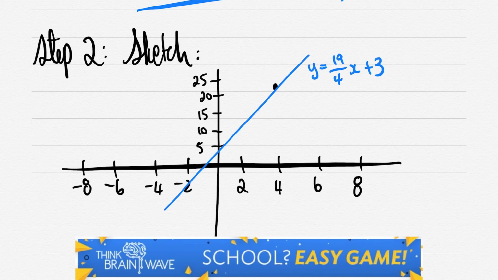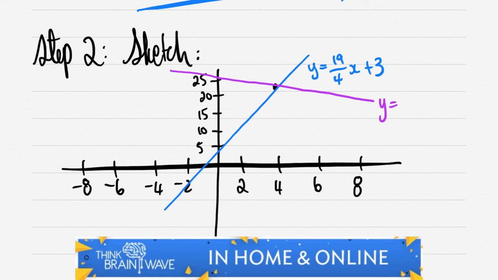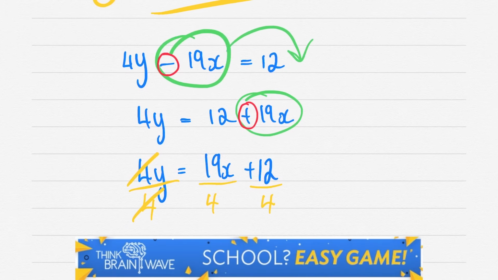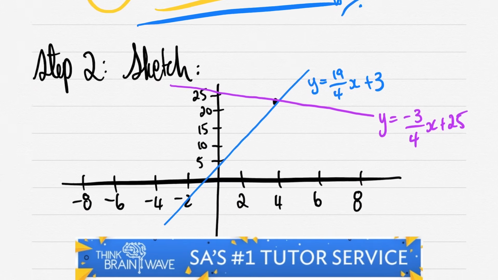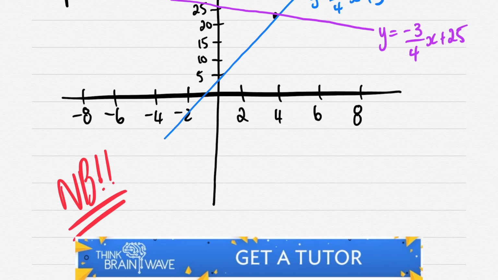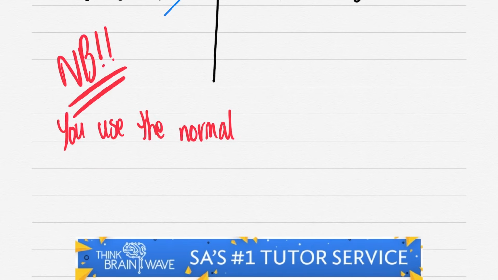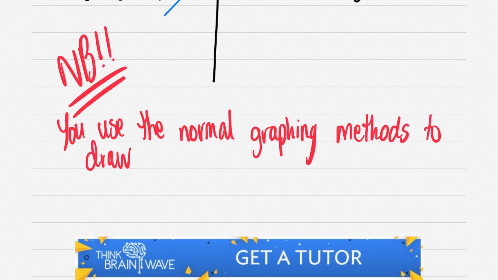We're not doing functions here. We're just solving simultaneous equations by means of using a graph. The next one is this purple line here where we have y is equal to negative 3 over 4x plus 25. Once again, looking at your c value, you then know where your y-intercept is. And that's why I started at 25 on the y-axis. So now that we've got that, we can clearly see that we've got an intersection at a point that looks something like positive 4 and around about 18 or 20. We're not stressing too much about that, but that is essentially how you work.